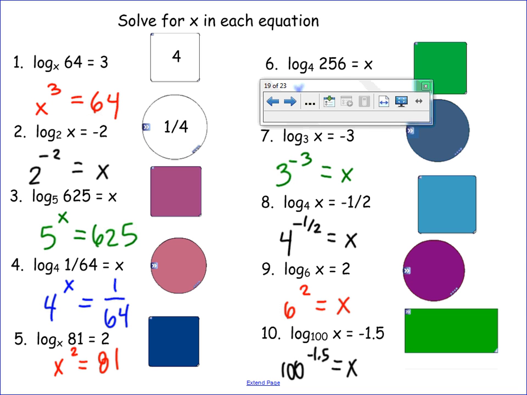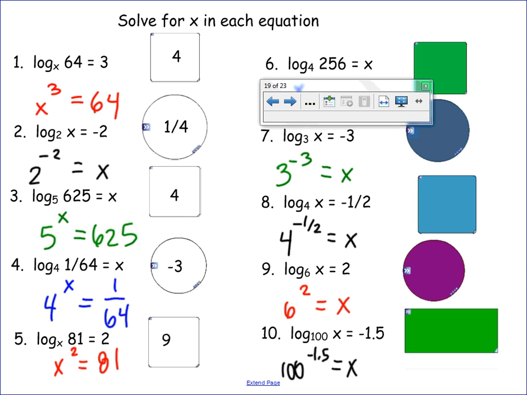Good job. Then number 3, 5 to the what would equal 625? Courtney? 4. 5 to the 4th. Raise your hand if you had 4 for number 3. Good job, you guys. You're doing great. And so 4 to the x. This is the tricky one. To make a fraction, we need what kind of exponent? A negative exponent, and then raised to the third power. So put it all together, -3.